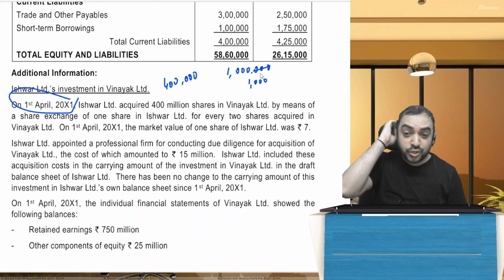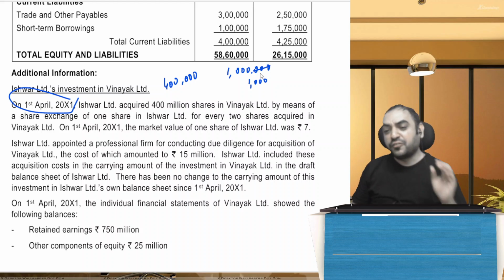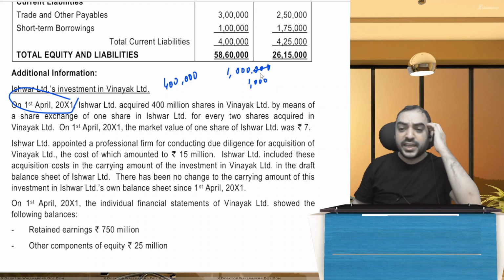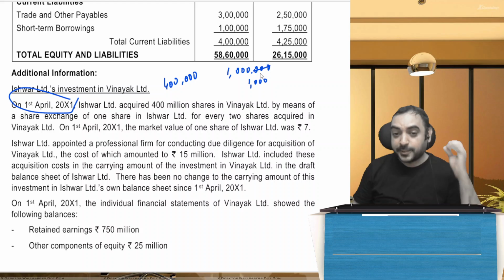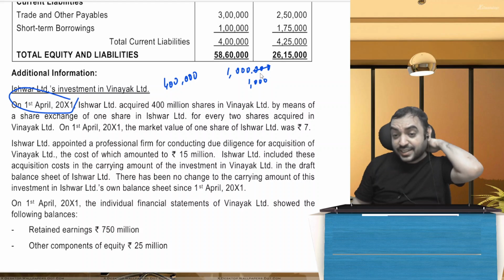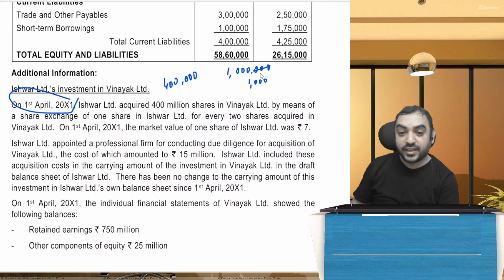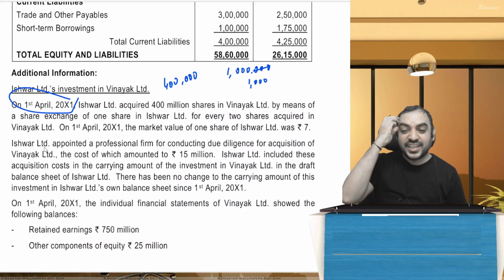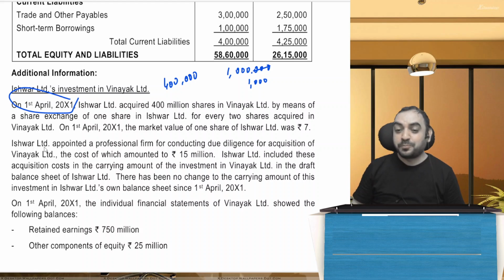By means of an exchange of one share in Ishwar Limited for every 2 shares acquired, the market value of one share of Ishwar Limited was rupees 7. Ishwar Limited appointed a professional firm conducting due diligence for acquisition of Vinayak Limited, the cost of which amounted to 15 million. Ishwar Limited included these acquisition costs in the carrying amount of the investment in Vinayak Limited. In the draft balance sheet of Ishwar Limited, there has been no change in the carrying amount of this investment in Ishwar Limited's own balance sheet since 1st of April 2001.